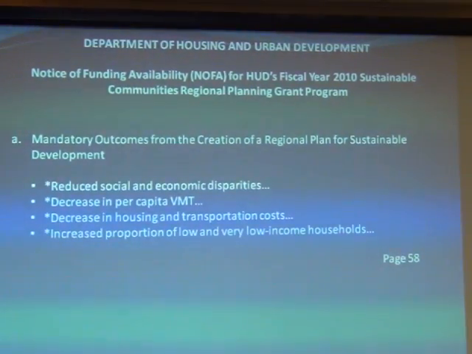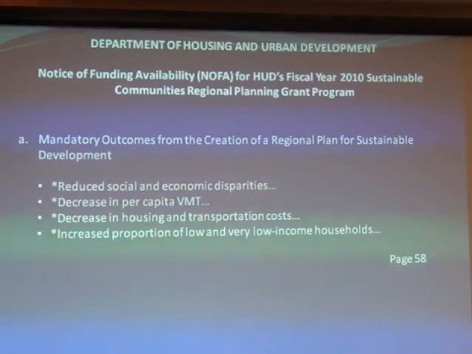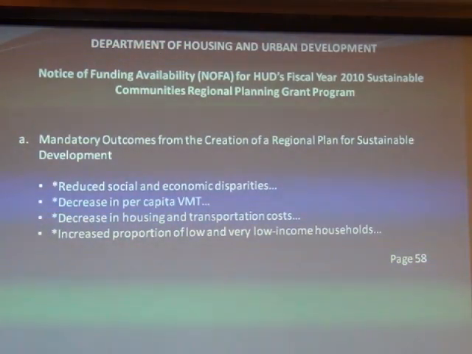Mandatory outcomes from the creation of a regional plan for sustainable development. If you take the grant money from the federal government, you will have reduced social and economic disparities, decreased per capita vehicle miles traveled, you will have a decrease in housing and transportation costs, and there will be an increased proportion of low and very low income households. Do you get a choice about it? No. That word mandatory says you don't have a choice. If you took that grant money from HUD for that regional sustainable development program, you will do these things.